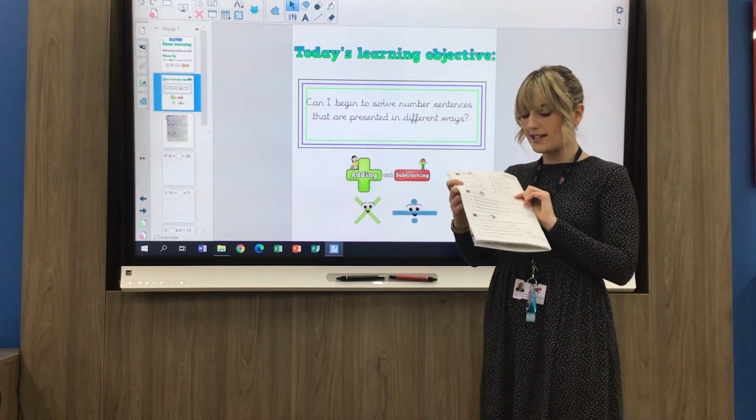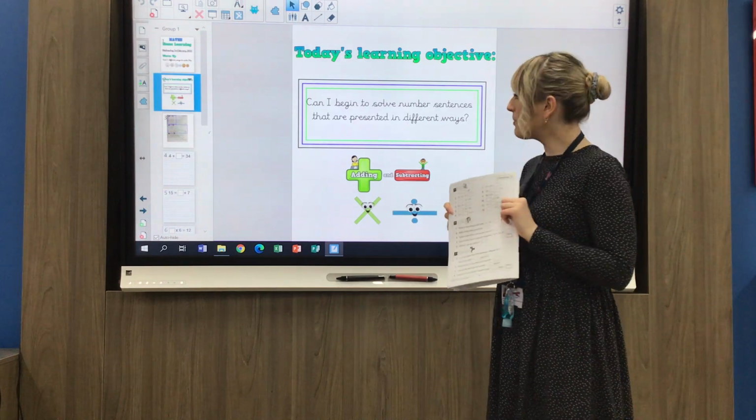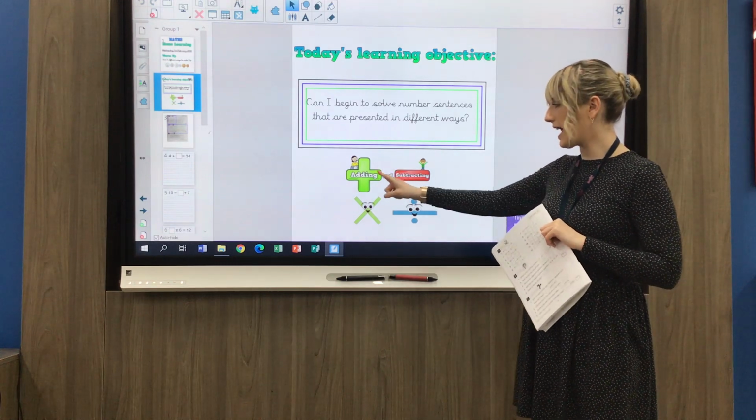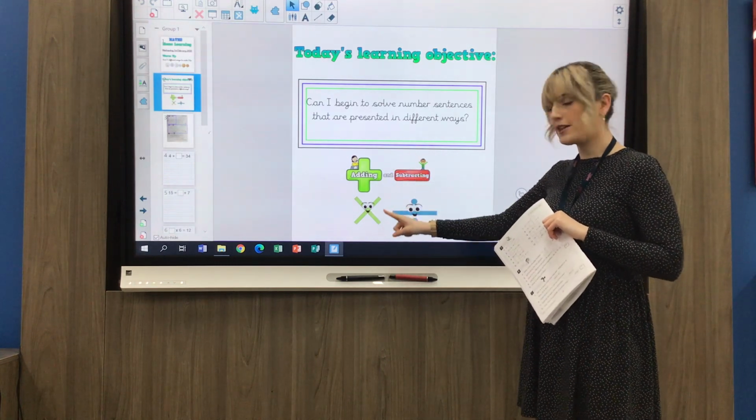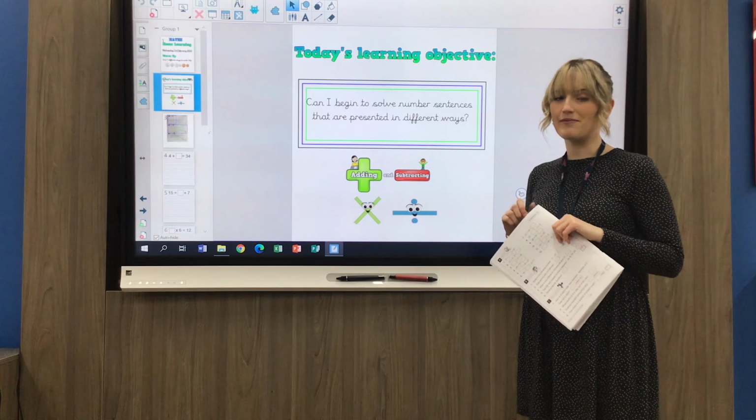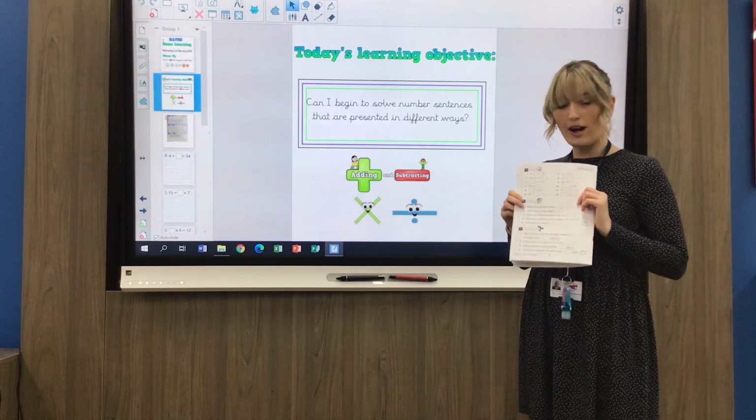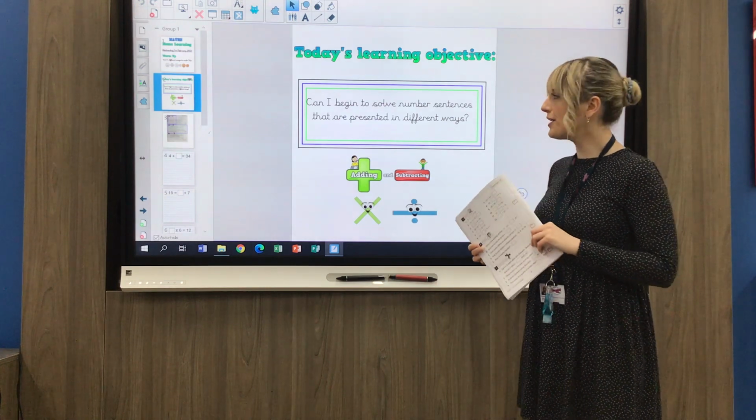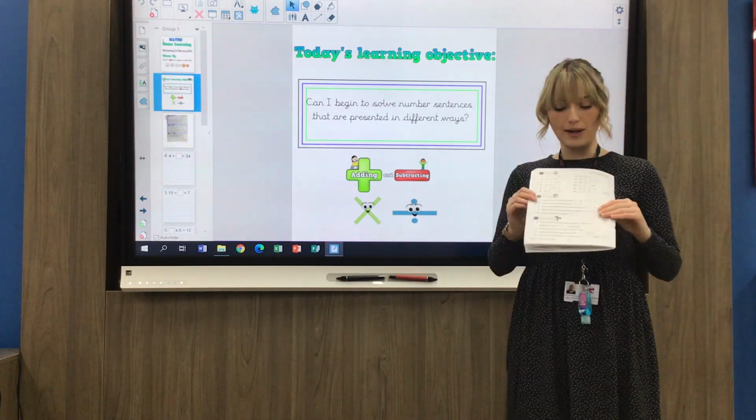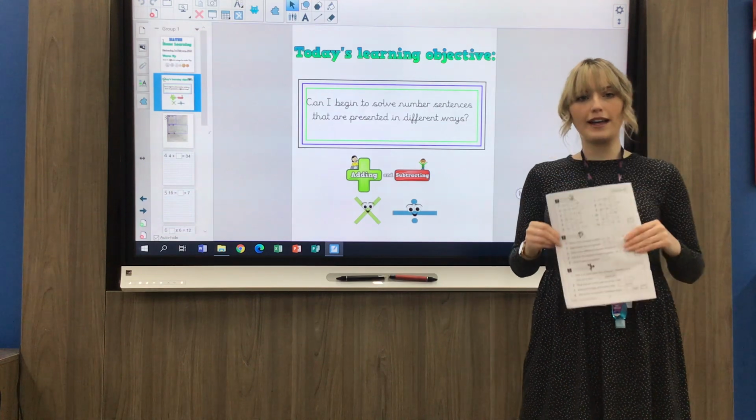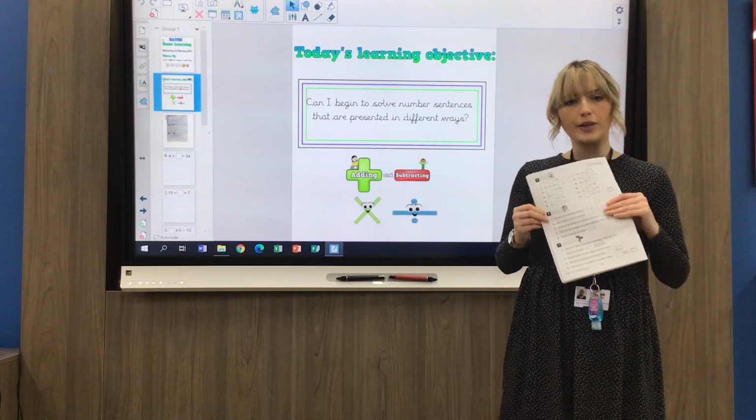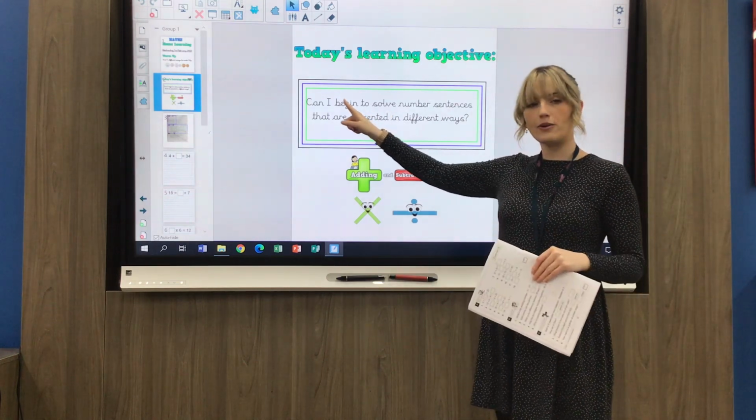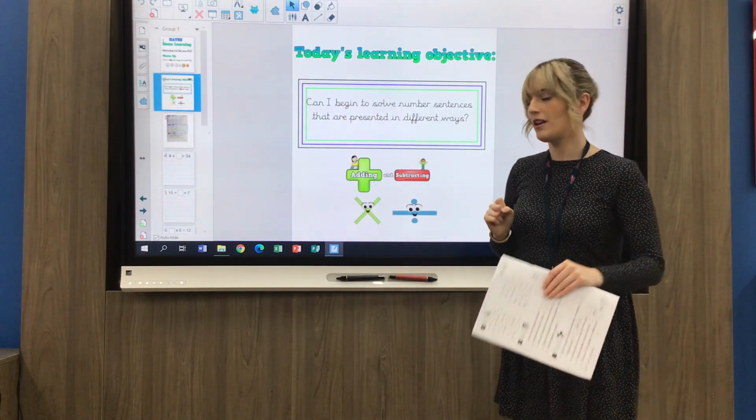We've got lots of missing number problems to solve, and we're going to have a look at all 4 operations today. So we're going to be adding and subtracting, and we're going to be multiplying and dividing. Some of the questions are becoming a little bit trickier. So we're only going to complete half of the page today, and I will show you as we go along what questions you're going to complete. That's why our learning question says, can I begin?